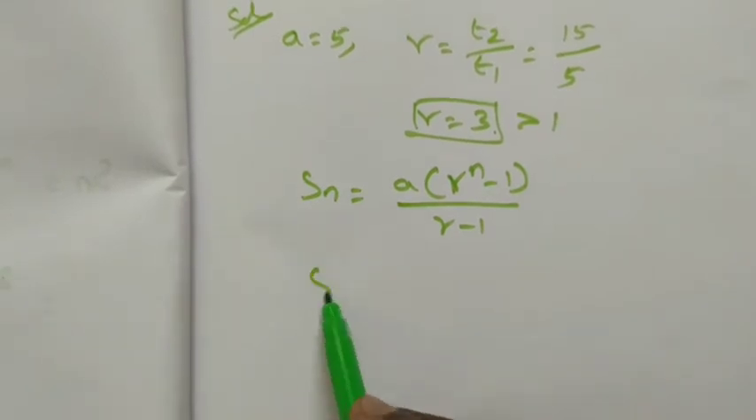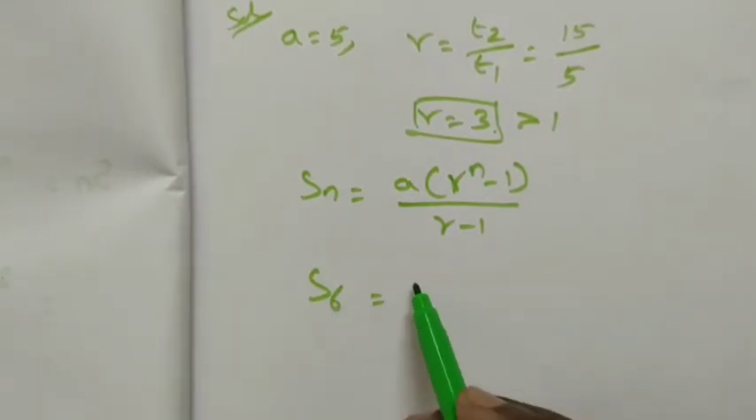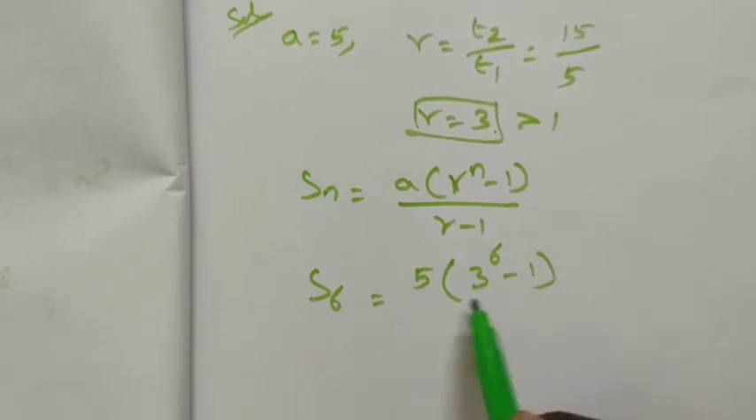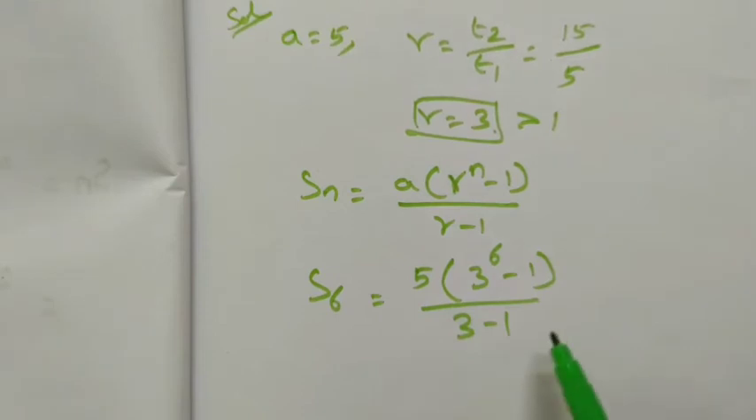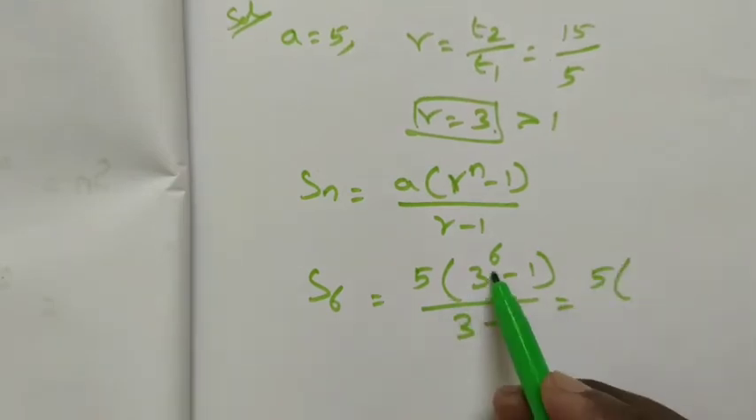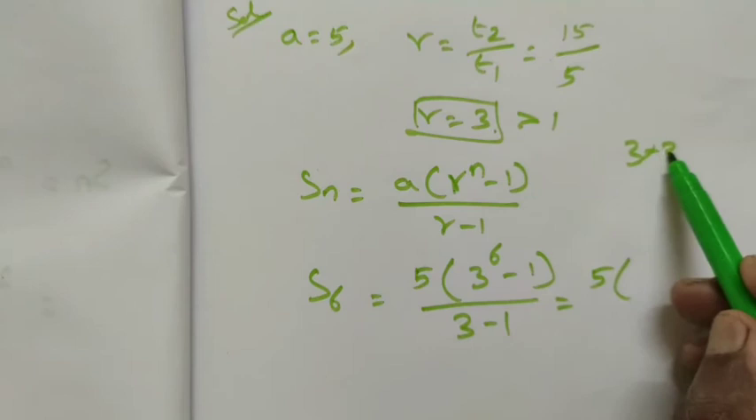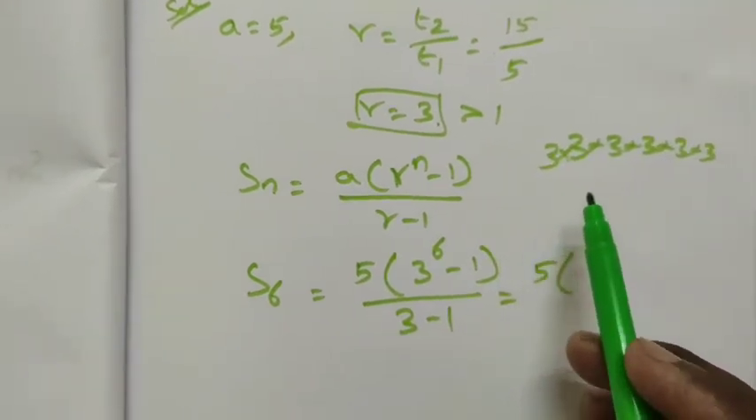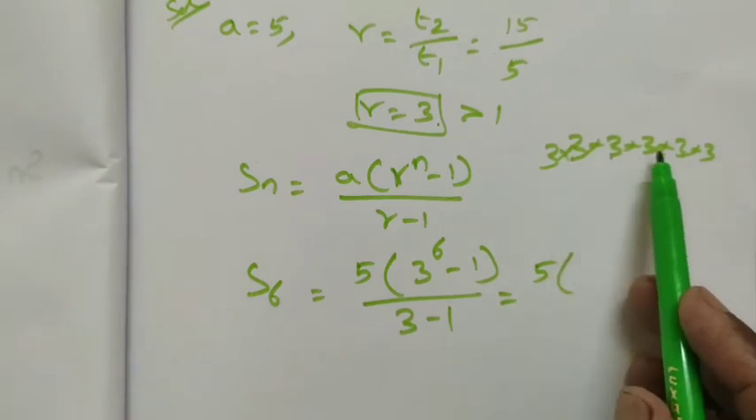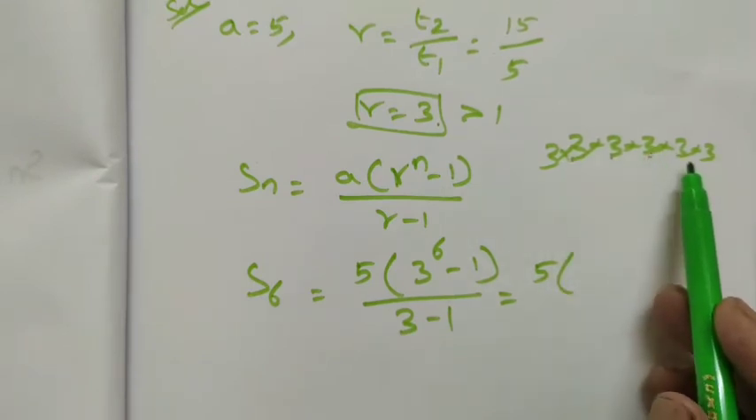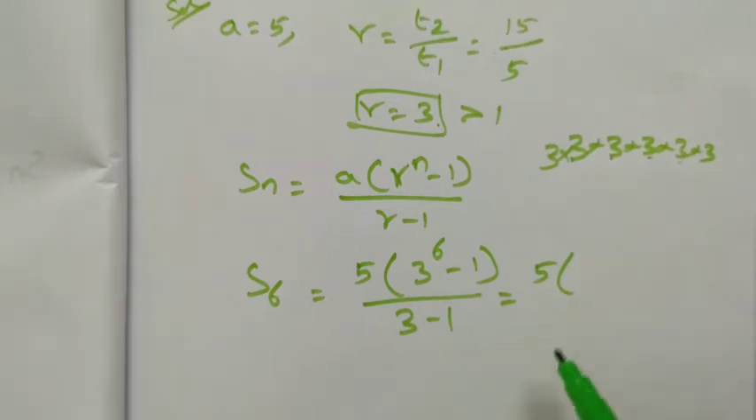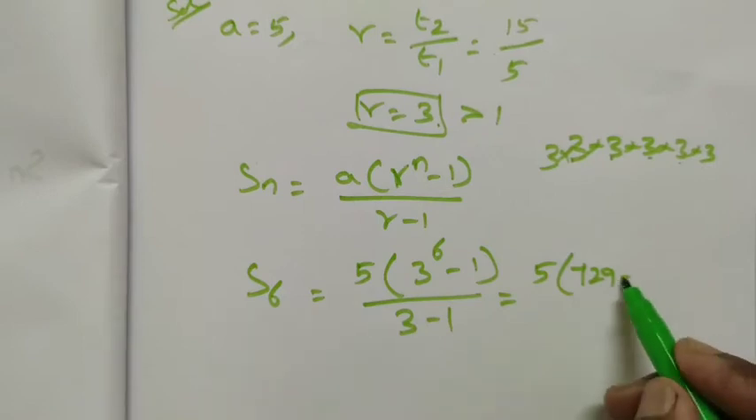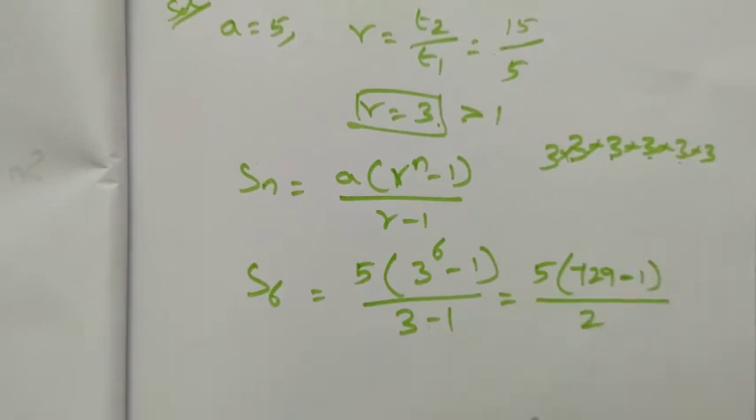Now we have to find the sum of 6 terms. S6 is equal to A, which is 5, and R is 3, so 3 power 6 minus 1 divided by 3 minus 1. 3 power 6 is 3 into 3 into 3 into 3 into 3 into 3. 3 threes are 9, 9 threes are 27, 27 threes are 81, 81 threes are 243, 243 threes are 729. So 729 minus 1 divided by 3 minus 1, which is 2.